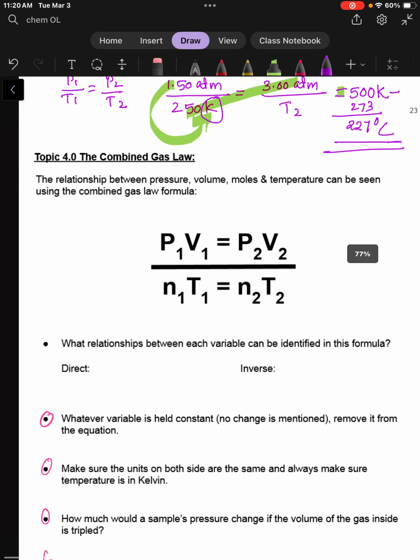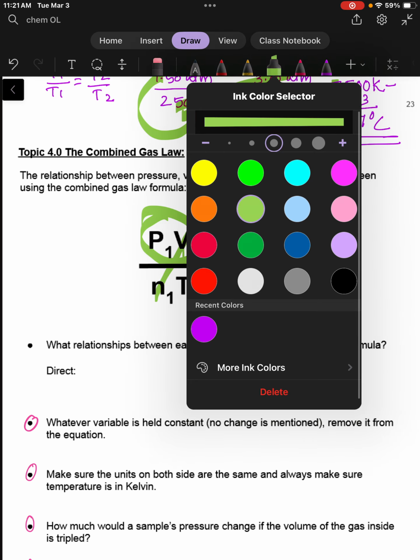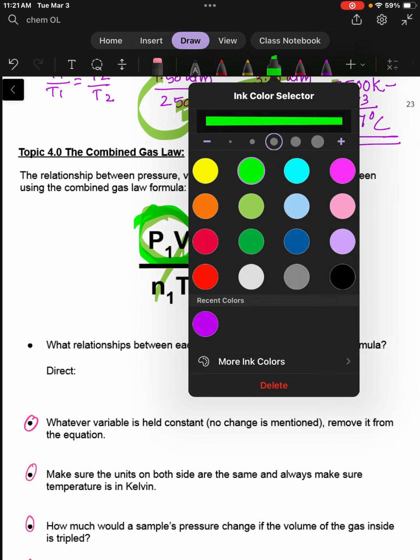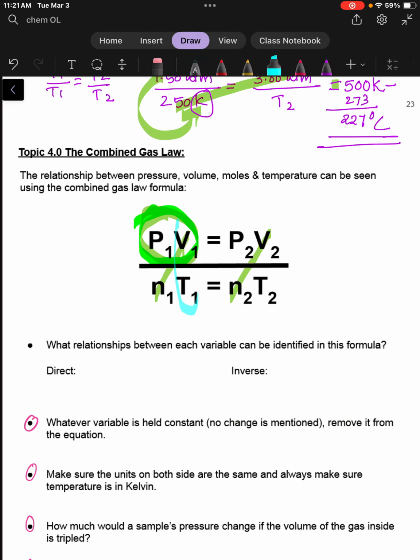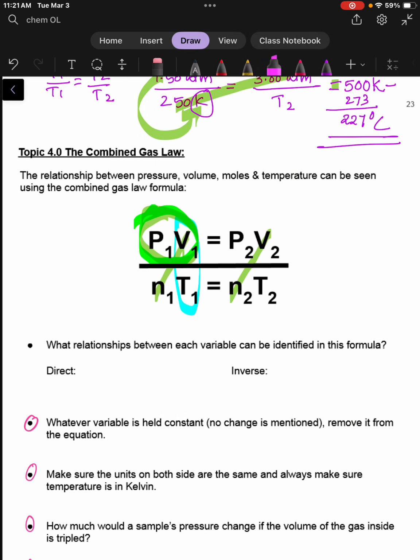law. This is the equation given in your formula sheet, and this is a combination of all the gas laws we learned. Avogadro's law, P and N. Boyle's law. Let me use different colors. So this is Boyle's law. Then Charles' law. Then Gay-Lussac's law. Everything is there, right?